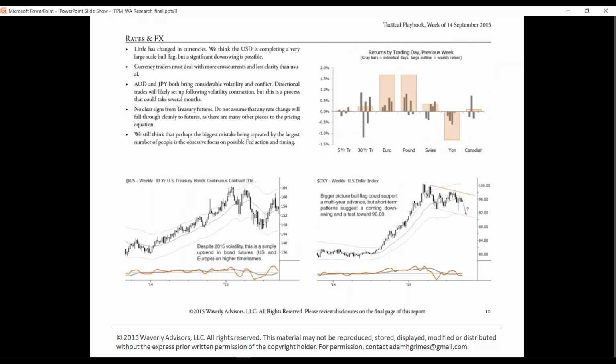Rates and currencies: we cover the major currencies. We are short-term focused here, but also very long-term focused. You can see in the bottom right-hand corner of your screen, I'm looking at the dollar index. I'm looking at a pattern that's formed over a year, and I'm considering what may happen in the dollar index over the next 6 to 8 weeks.